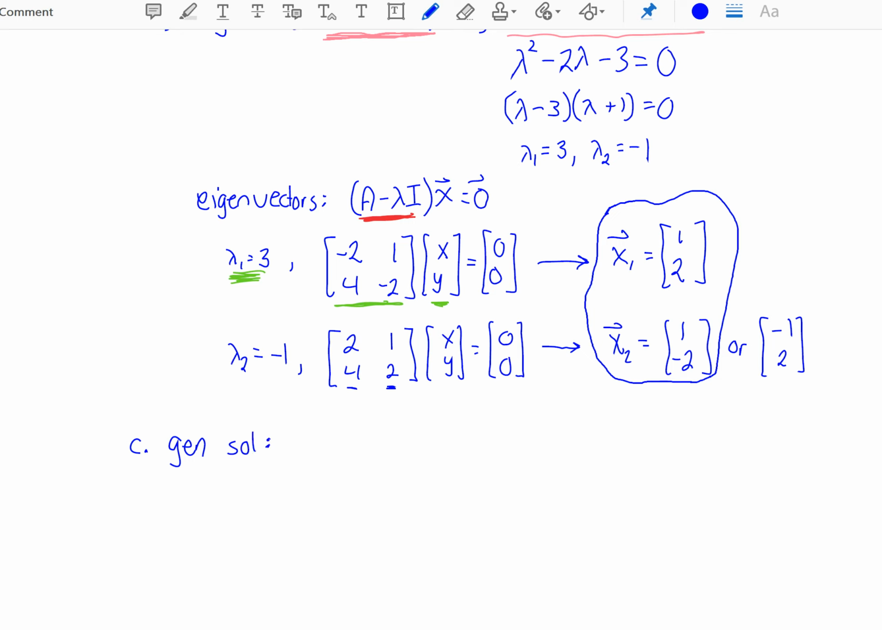Remember, our general solution is going to be a linear combination of individual solutions. So we'll write this as x of t, c1, for our first eigenvalue 3, we'll have e to the 3t times its eigenvector 1, 2, plus c2 e to our second eigenvalue, -t times its eigenvector. And this will be what our general solution looks like.